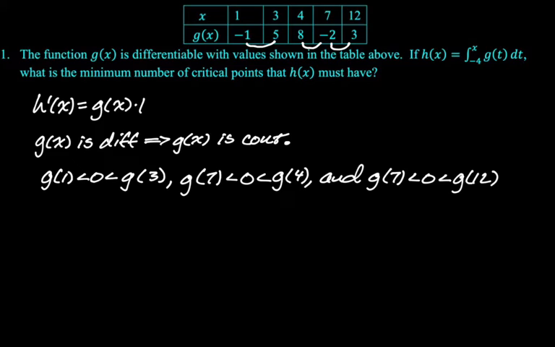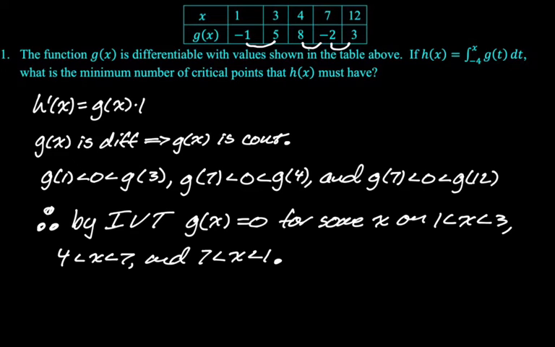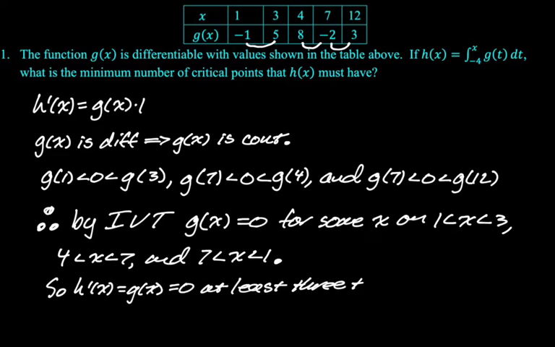So the intermediate value theorem guarantees that g of x, which is h prime, equals 0 at least once on each of those intervals. So let's write that. By IVT, g of x equals 0 for some x on 1 to 3, 4 to 7, and 7 to 12. That's weird. So once we've established that, we can definitely say that h prime of x, which is g of x, equals 0 at least 3 times, and so that means that h of x has at least 3 critical points. So there's at least 3 critical points.